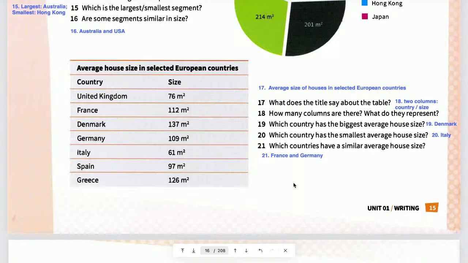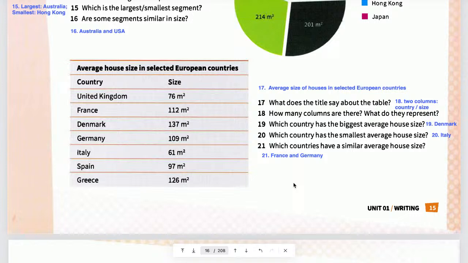How can you start? So first of all, you need to explain the title, of course. Okay? You have to say, what is this table about? By looking at the title, you can say, well, the table represents or shows the average size of houses in selected European countries. At least you must say like that, or you must write like that, right?